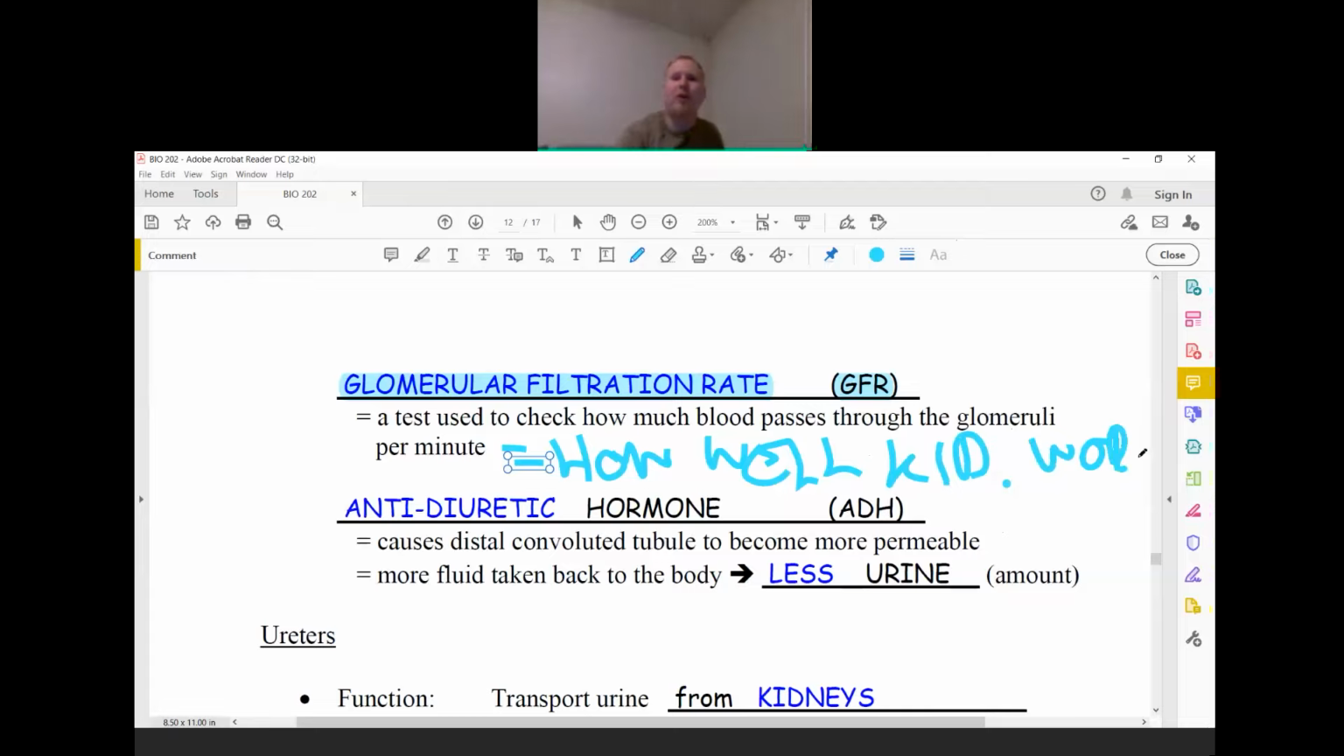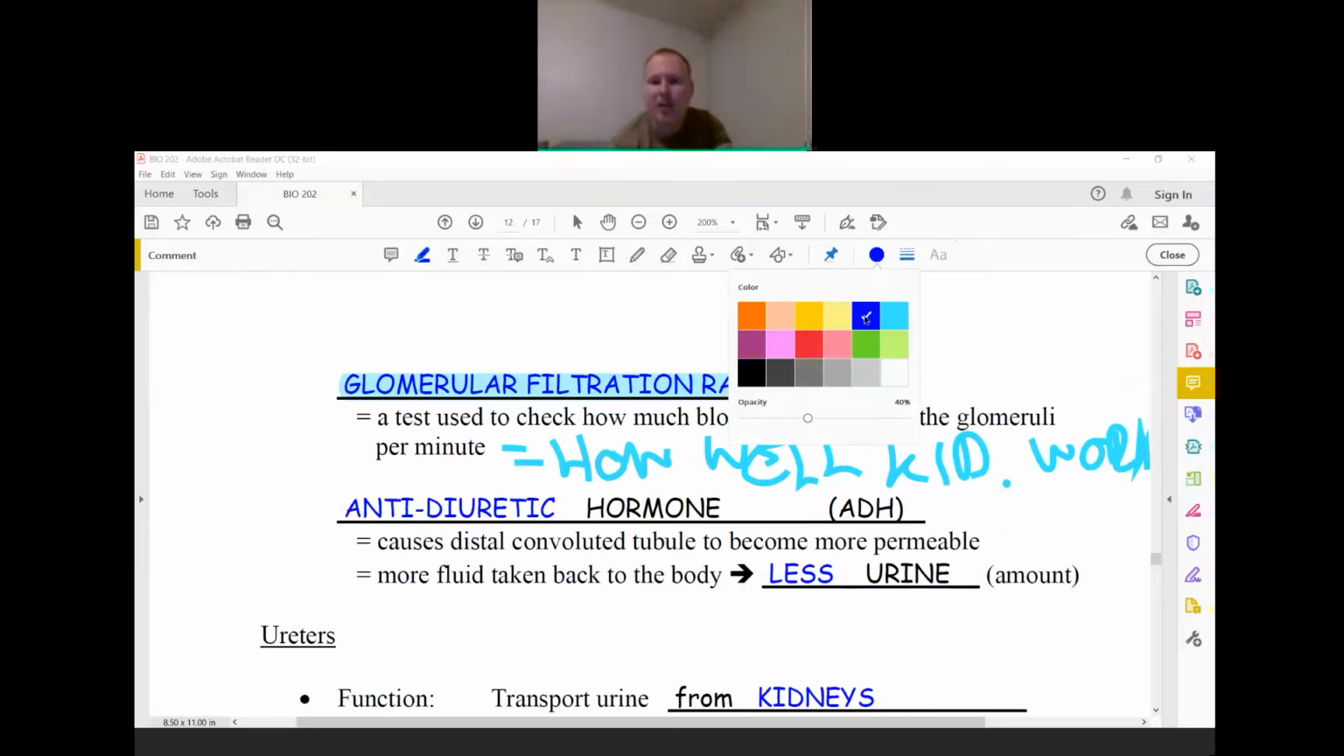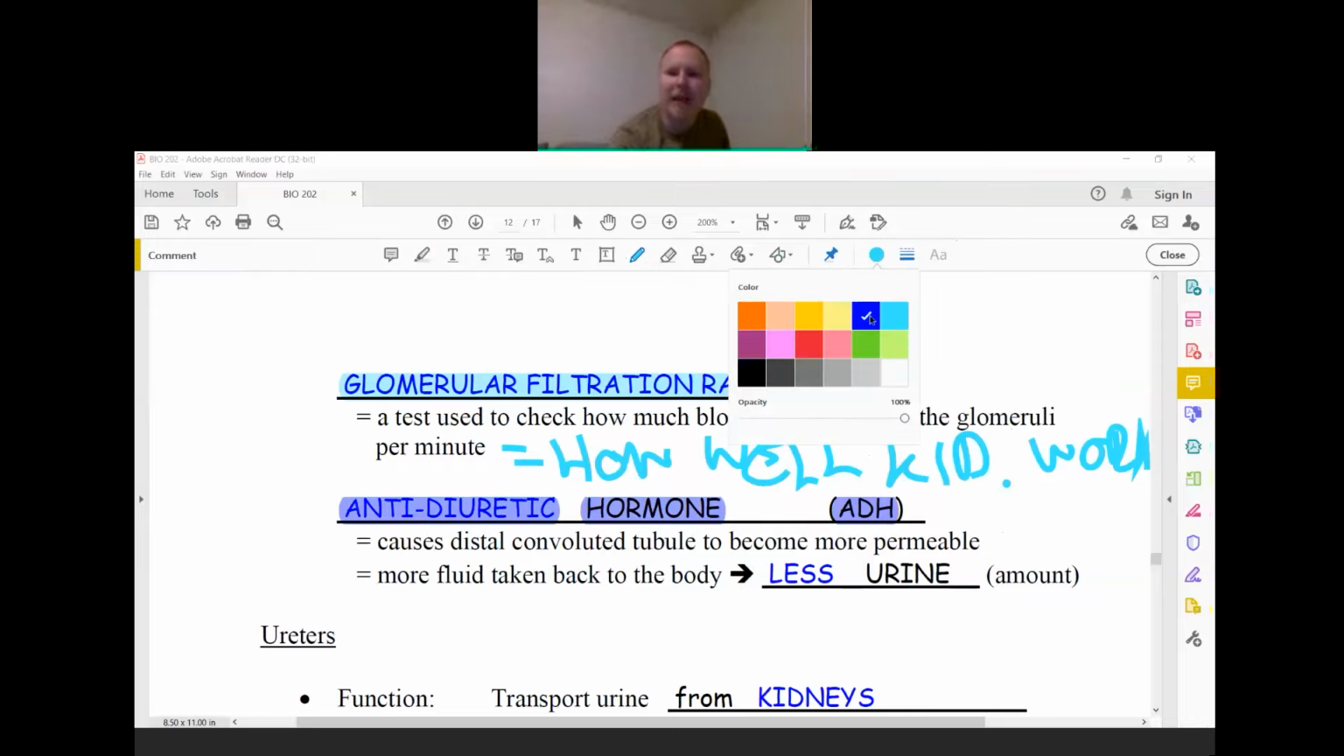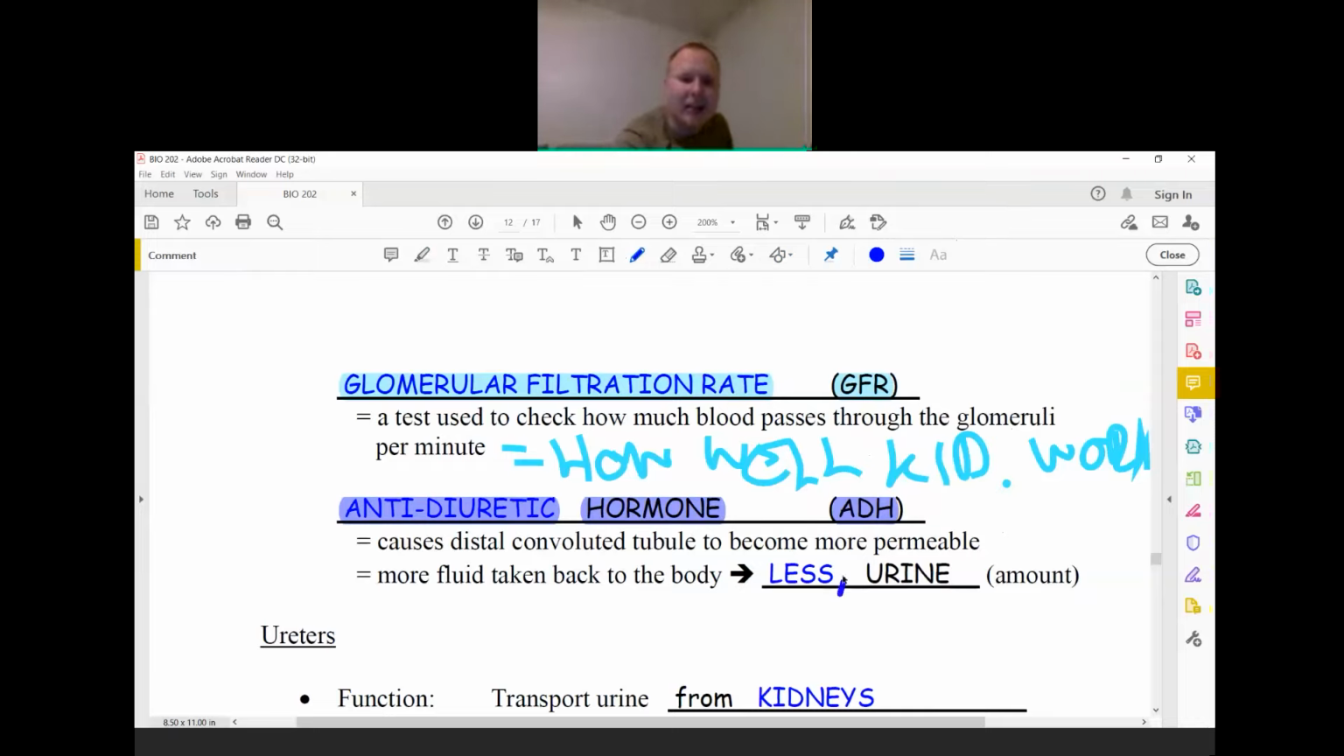So it's really a measure of how much blood passes through the glomeruli in a single minute. You might remember that back in the endocrines chapter, we talked about ADH, the antidiuretic hormone. That was the hormone that caused us to produce less pee when it was around. So that made us anti-urinate.